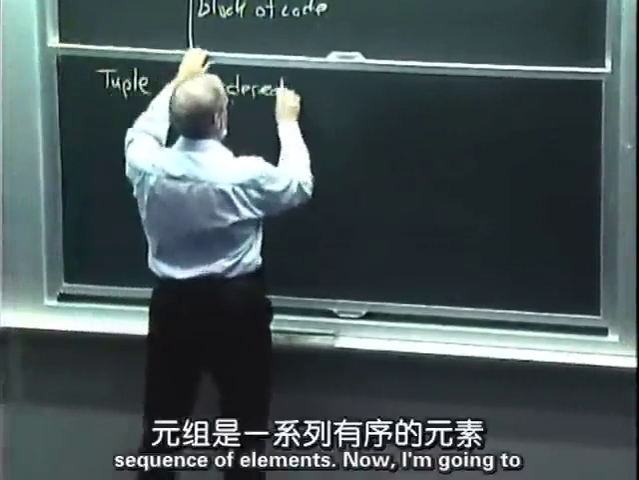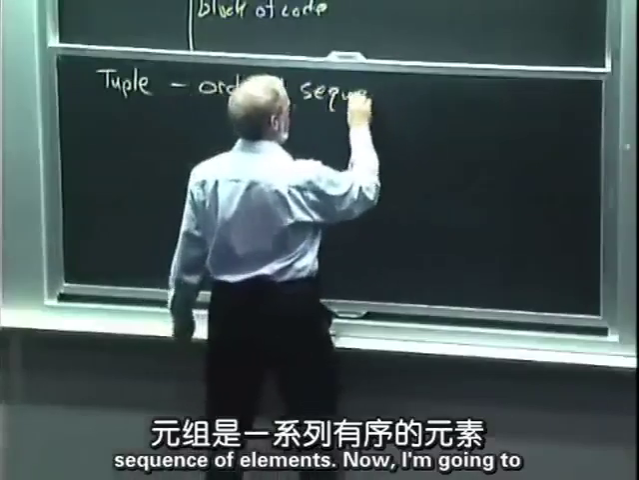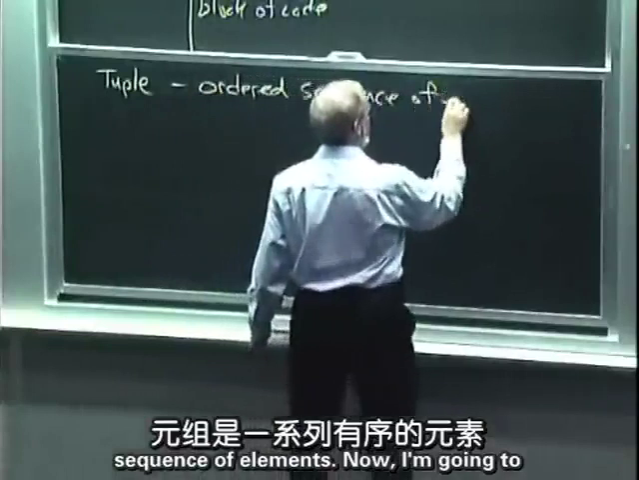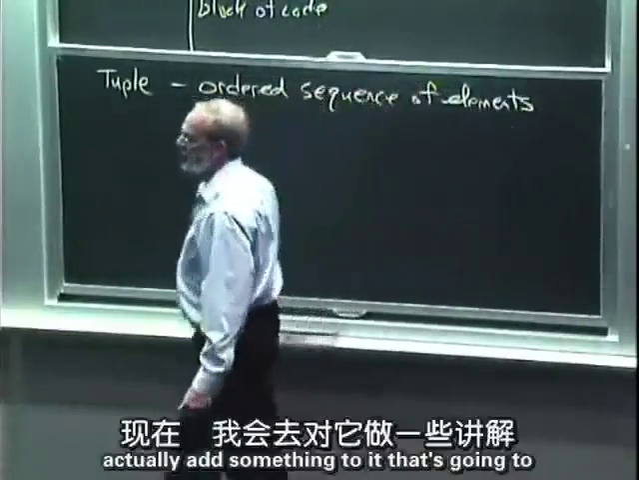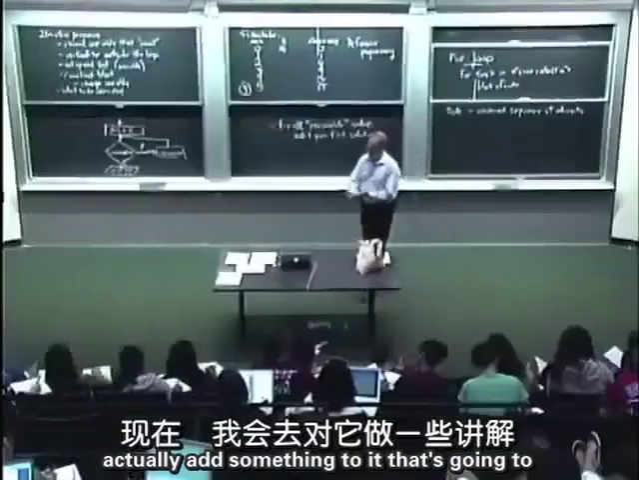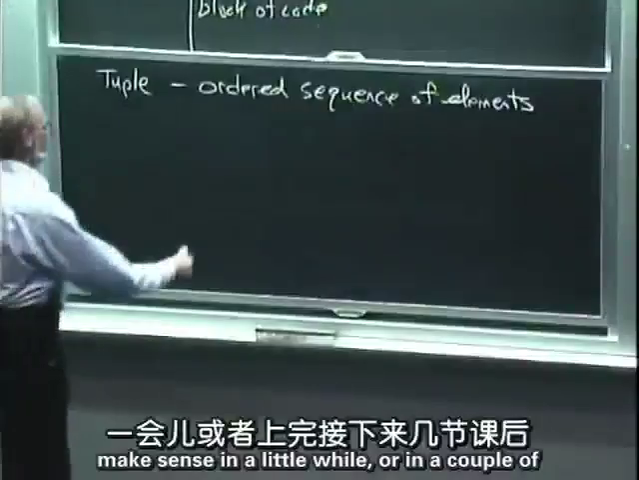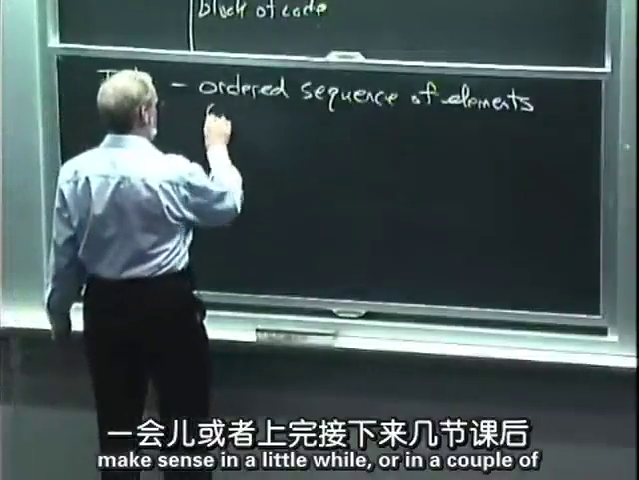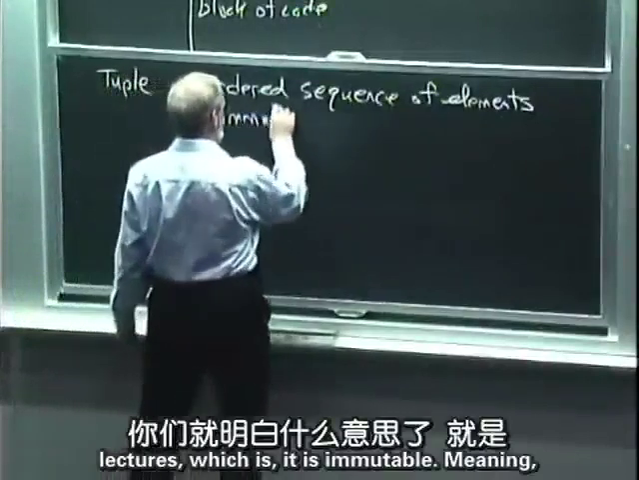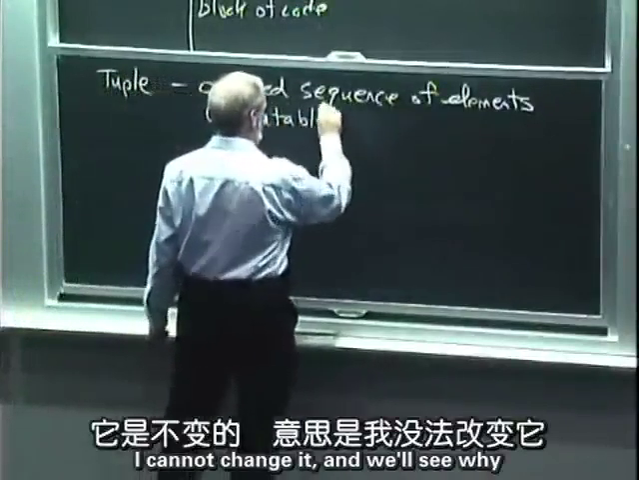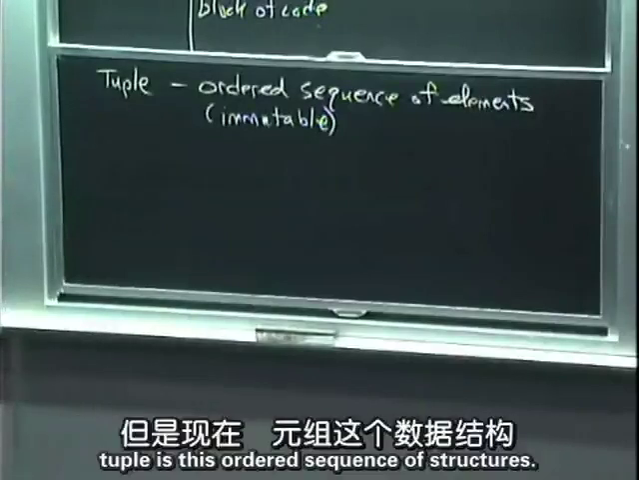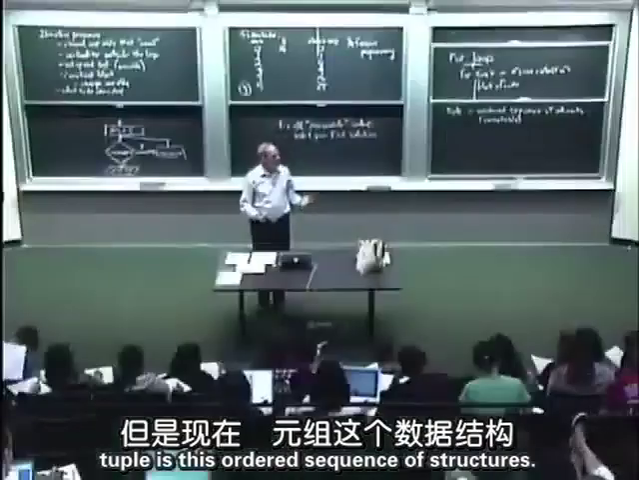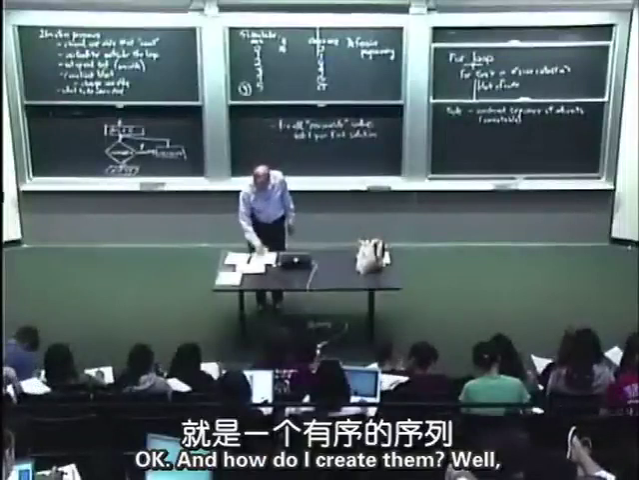And this is an ordered sequence of elements. Now, I'm going to actually add something to it that's going to make sense in a couple of lectures, which is it is immutable, meaning I cannot change it, and we'll see why that's important later on. But for now, a tuple is this ordered sequence of structures.